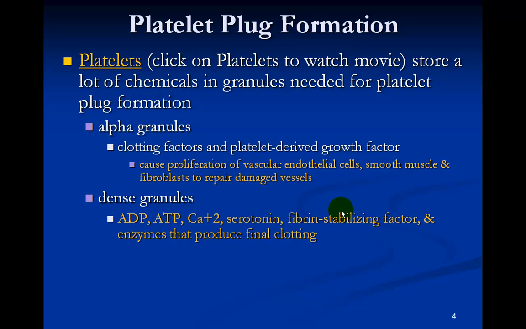Well, platelet plug formation is the second part of this process. Now make sure you click on the gold word platelet so you can watch the video about how coagulation takes place. Well, platelets store a lot of chemicals in granules that are needed for platelet plug formation. There are two types of granules, alphas and dense. The alpha granules contain the clotting factors and platelet-derived growth factors. The dense granules include ADP, ATP, calcium 2 ions, and serotonin, fibrin-stabilizing factors, and other enzymes that produce final clotting.